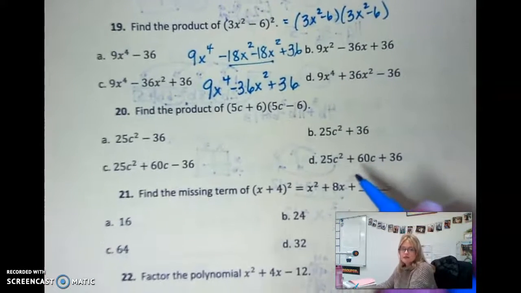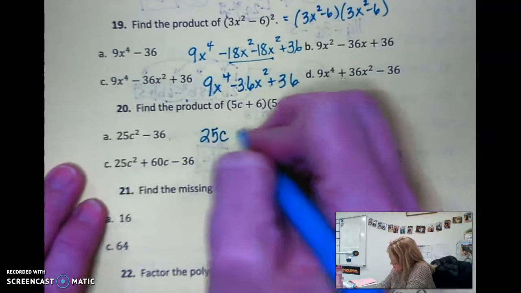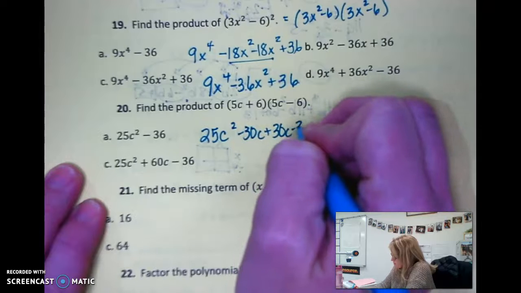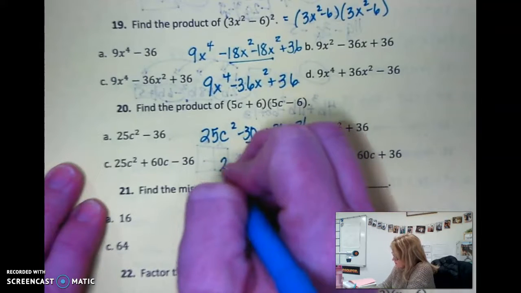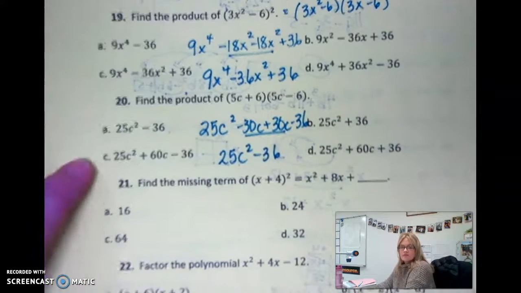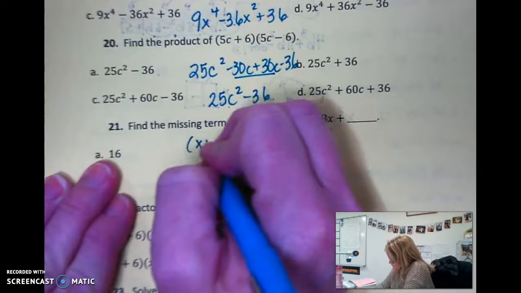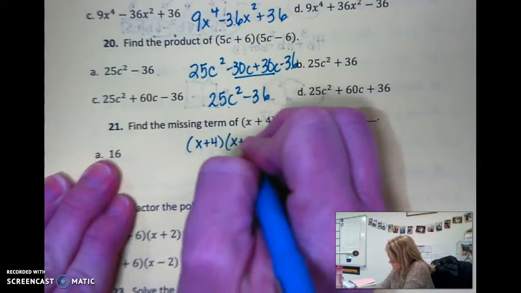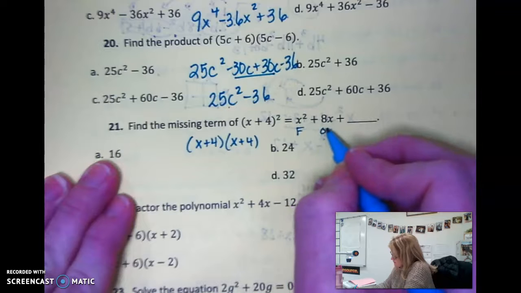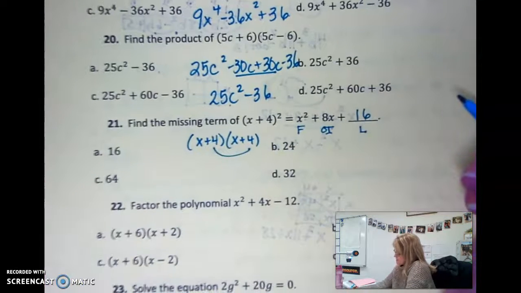Again, finding the product, FOIL, box method, 25c squared minus 30c plus 30c minus 36. And what happened to my outer and my inner is they disappeared. Finding the missing term, well, that's just taking x plus 4 squared, which means x plus 4 times x plus 4. This is my first, this is my outer and my inner, so all I'm looking for is the last. 4 times 4 is 16.